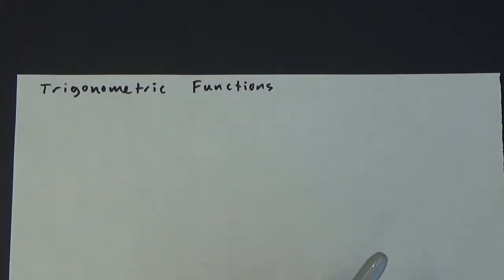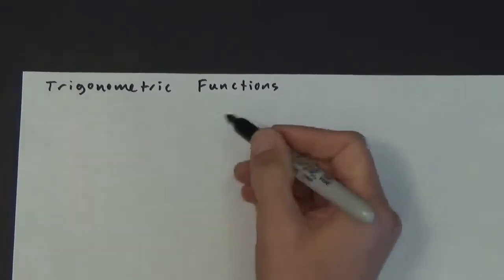So we have already looked at three trigonometric functions, sine, cosine, and tangent. However, there are actually 6 trigonometric functions. So let's look at the other 3.